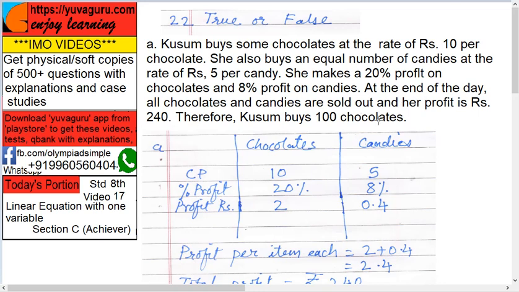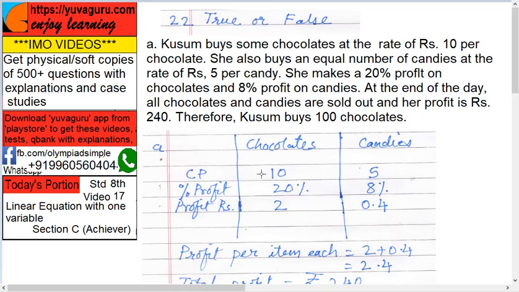Therefore, Kusum buys 100 chocolates. Now we have to find out whether this is true or false. Read the question again. Understand it properly. Okay. Some chocolates and some candies. Rate is given. Cost price is 10 for chocolates and for candies it is 5. Profit percentage is 20% for chocolate and 8% for candies. Now this is only given.